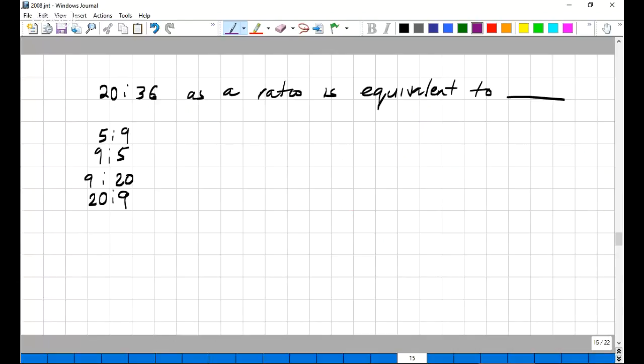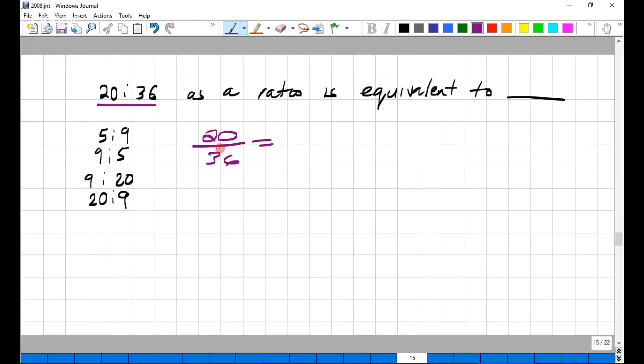Let's go back now to Corey. Sir, the ratio is 20 to 36, as a ratio, is equivalent to... I would say 5 to 9. Okay, so we're going to change this ratio to a fraction. Sir, wasn't it a question from last night? Yes. So let's reduce as best as we can.